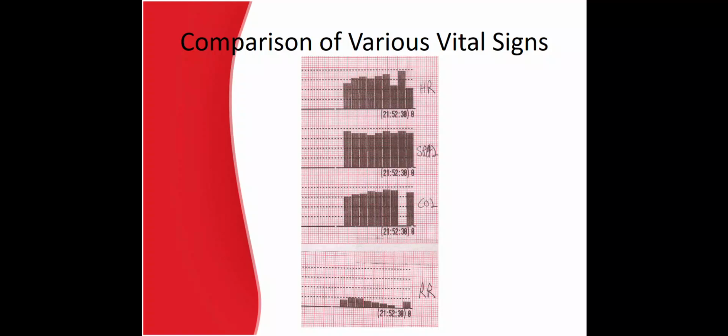Using an actual printout from an ECG monitor, you can compare the heart rate, pulse oximetry, end-tidal CO2, and the respiratory rate. Notice as the respiratory rate decreases, end-tidal CO2 increases. The pulse oximetry, or SpO2, stays about the same, but the heart rate generally increases to compensate for the decreased respiratory rate.